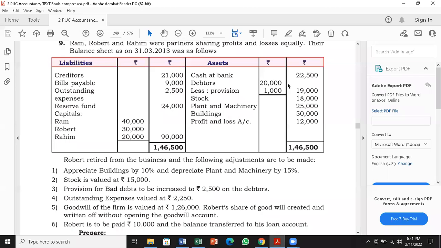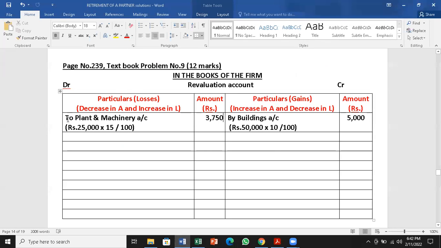Next, second one, stock valued at 15,000. The new value is 15,000. Balance sheet value, old one is 18,000. So from 18,000, it is reduced to 15,000. So reduction or decrease in asset to stock account, 18,000 minus 15,000. So loss of 3,000.